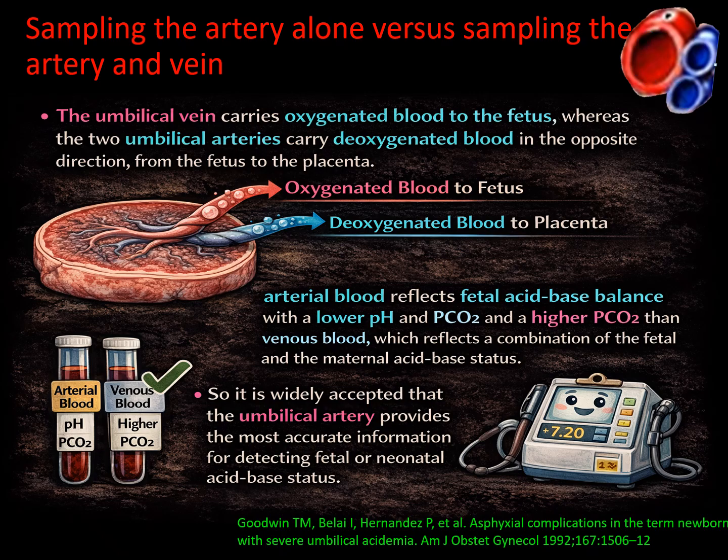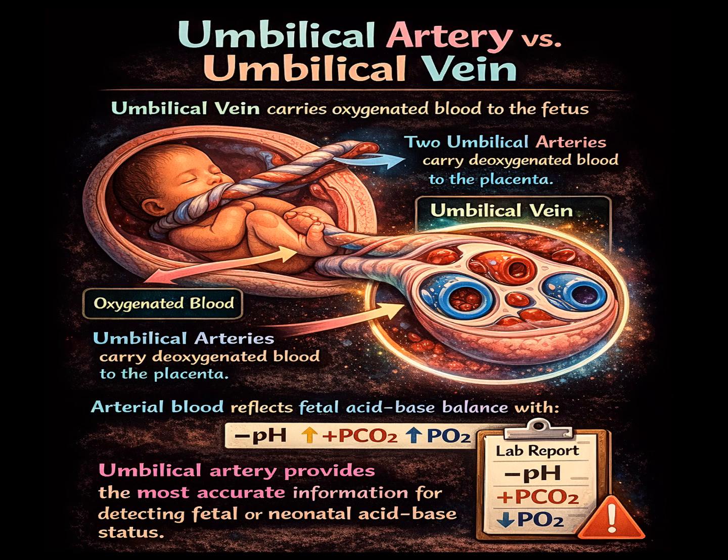So it's widely accepted that the umbilical artery provides the most accurate information for the detection of fetal and neonatal acid-base status. But remember, you need both, to prove that if it is a normal value, this is the real value. It is not venous blood. It is arterial blood. As we mentioned, we have to stress that the umbilical artery provides the most accurate information for detection of fetal and neonatal acid-base status.